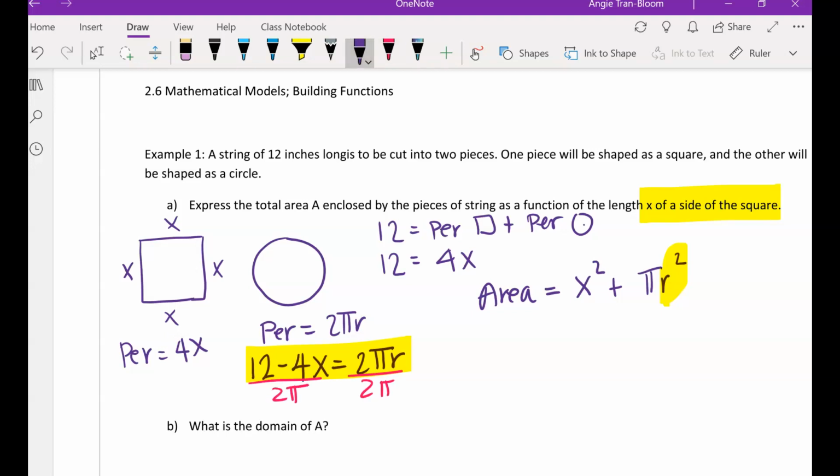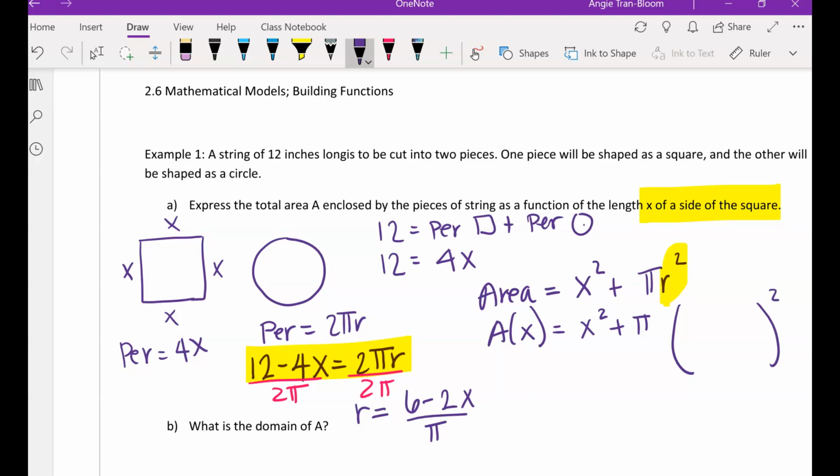Okay. So now r equals, can I simplify 2's, by the way? Can I take out 2 and reduce that? So that's going to be 6 minus 2x divided by pi. Someone confirm that for me? So I'm going to plug it in to my area formula. Area in terms of x is x squared plus pi times big quantity, because I'm about to plug in r, r squared. R was found using the perimeter formula on the left. So 6 minus 2x all over pi.